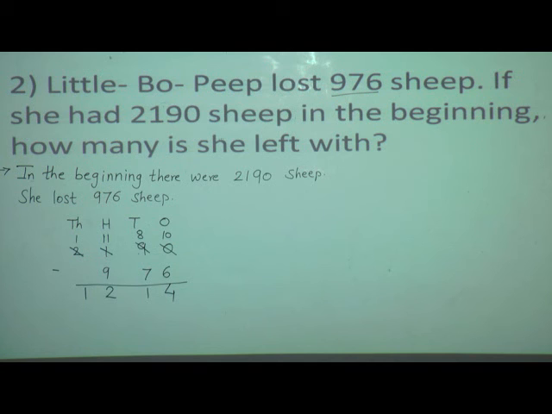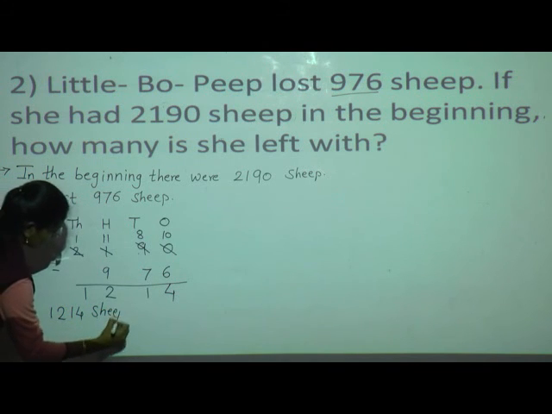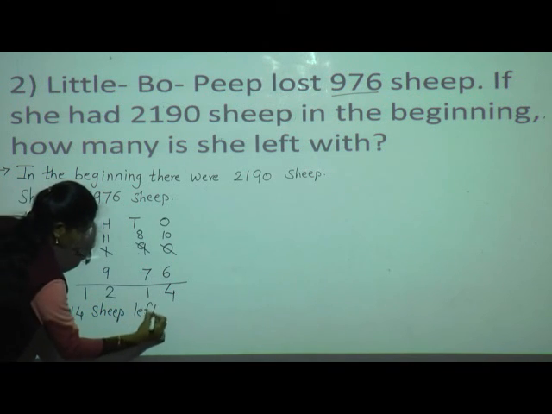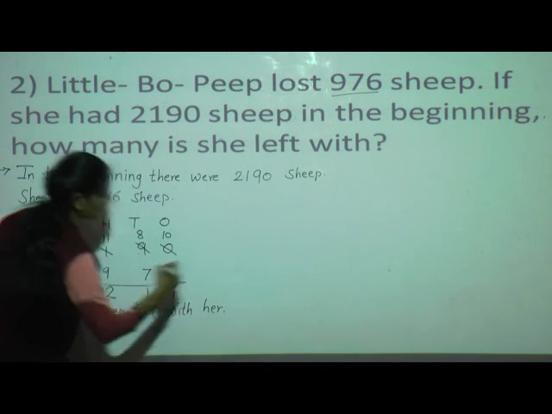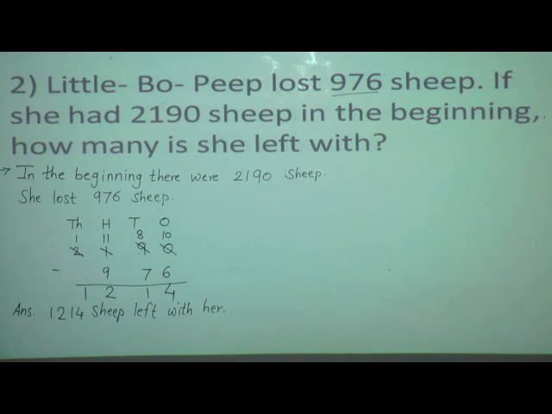Now students, we have to write the answer in the sentence. Then how will we write? Just remove the question words 'how many', and instead of those words we will put the answer. So we will write now the answer: 1214 sheep left with her. Okay, so in this way we can solve this two number sum. Now we will move to the next example.